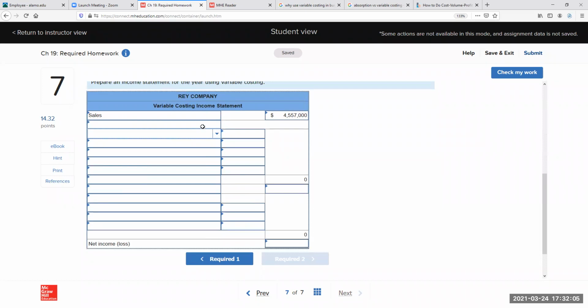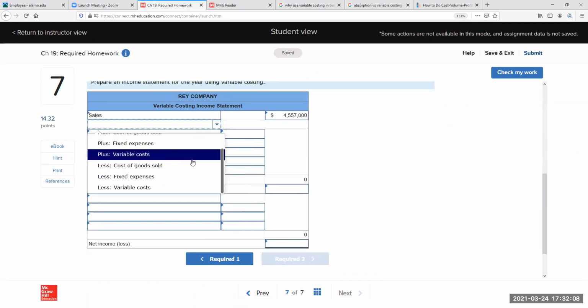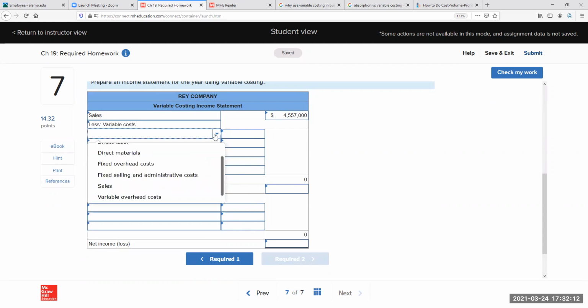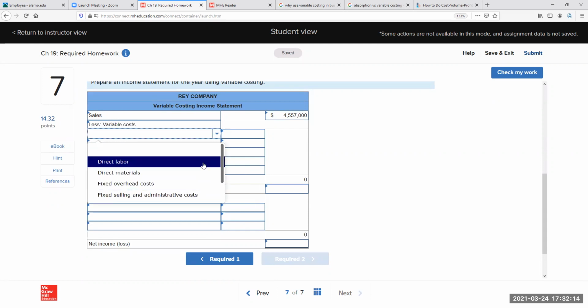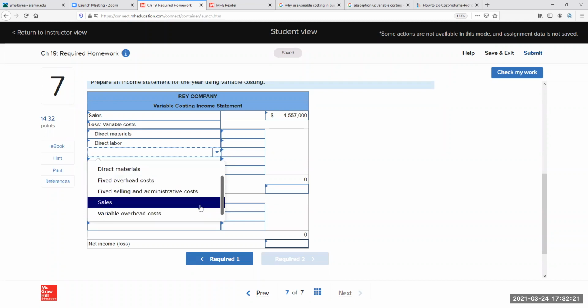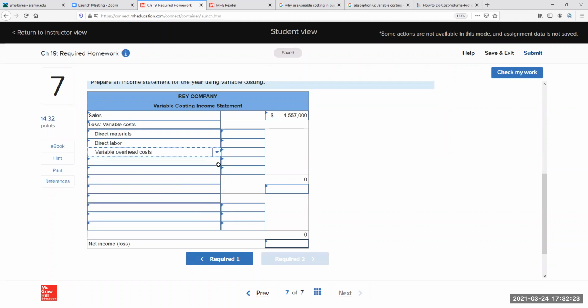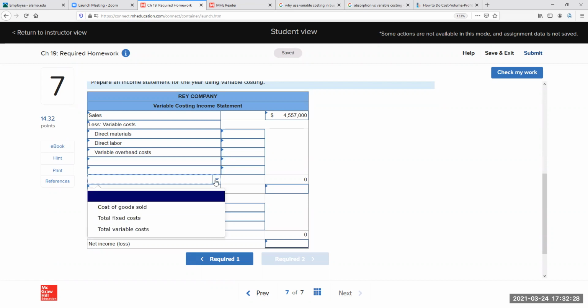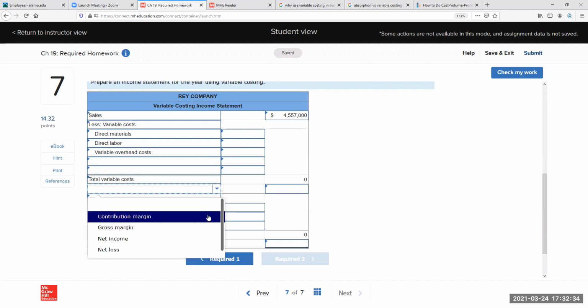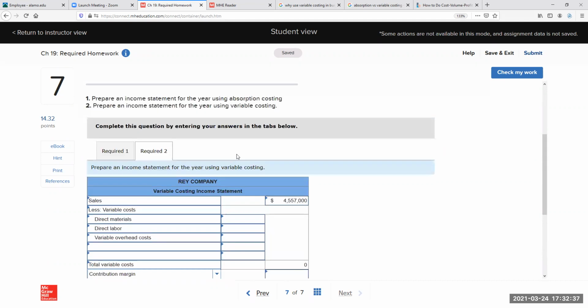Sales are that, less our variable cost. And here we have variable. Oh no, we got to put the other way. Materials, labor, and where's our variable overhead cost? Here we go. And then this is our total variable cost, or let's see, somewhere I got to get here, is equal to our contribution margin.